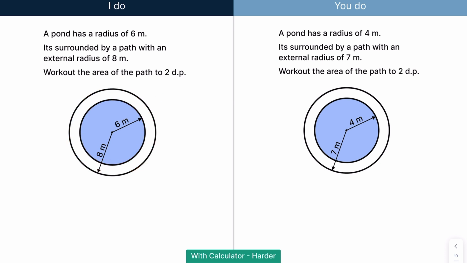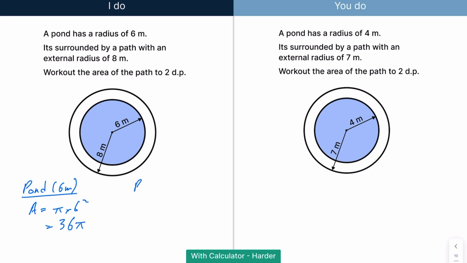So we are going to say the pond, which is 6 meters. So the area here is pi times 6 squared. So pi r squared. So if we type that into a calculator, we get pi times 6 squared, which is 36 pi. And we can just leave this as 36 pi for now, so we don't have to worry too much about rounding stuff. We will give our answer to 2 decimal places, but for now we can leave this as that.